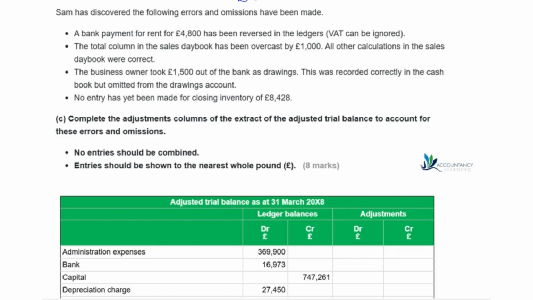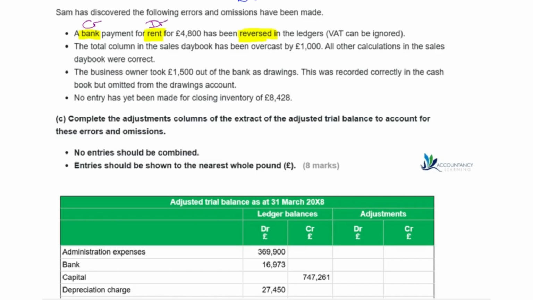And Part C asks us to complete the adjustment columns of the extract of the adjusted trial balance to account for these. We shouldn't combine any entries, and we work to the nearest whole pound. Okay, so a bank payment for rent for 4,800 has been reversed in the ledgers. So we know that we're going to be dealing with the bank account and the rent account because they've been reversed. So what should have happened is we should have credited the bank and debited rent, but the opposite has happened.